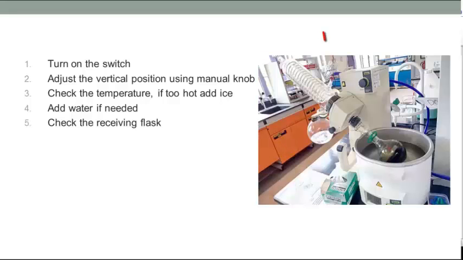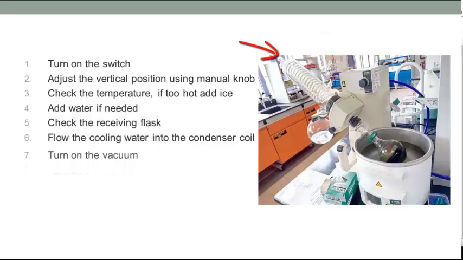Turn the cooling water onto the condenser coil. A gentle flow is sufficient. Now, turn on the vacuum. In some cases, this will be a water aspirator, or it might be a system that will control the speed of the evaporation. Check the stopcock to make sure the hole is lined up with the vent hole.